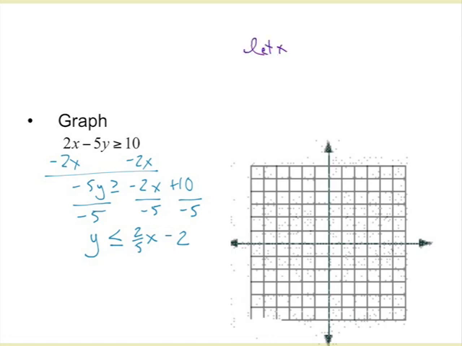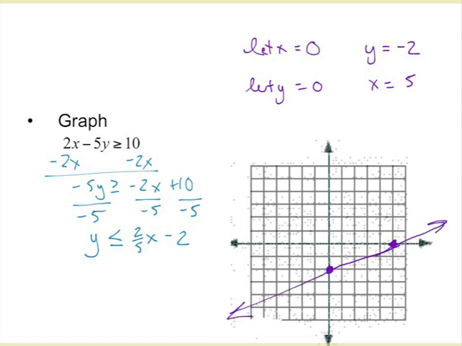Let's let x equal 0. If x equals 0, what do I get for y? Close. Negative 2. And if I let y equal 0, what do I get for x? 5. So I plot those points. X is 5. Y is negative 2. Connect them with a solid line, because there is an equal to bar.